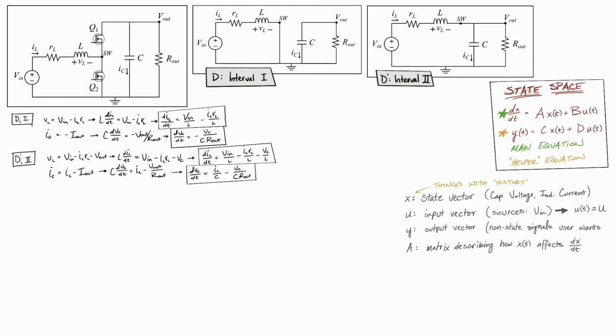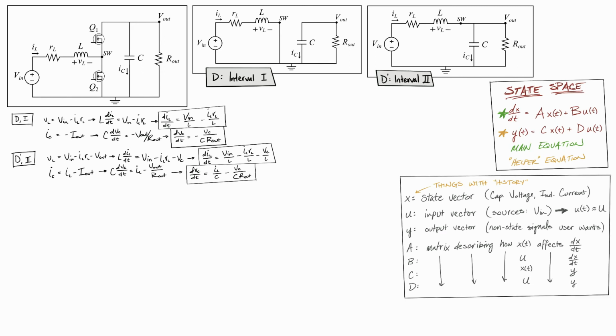So A is multiplied by X. So what A is saying is I'm describing how X affects dx dt, how the state vector affects the derivative of the state vector. B is going to say how U, the input vector, affects the derivative of the state vector, affects dx dt. C, similarly, will say, hey, I'm describing how X affects Y, and D, how U affects Y. Okay, so that's the basic form of state space in a nutshell.